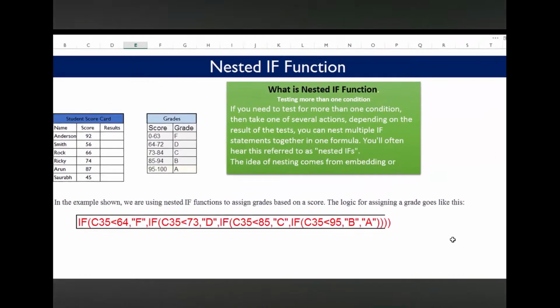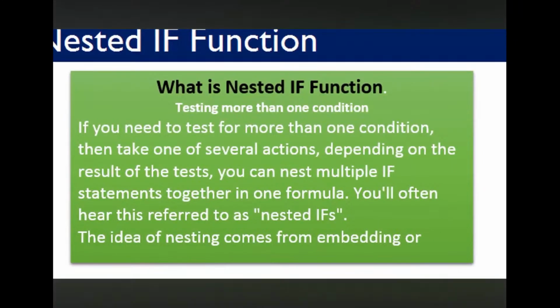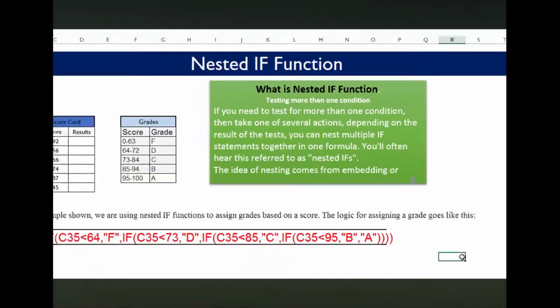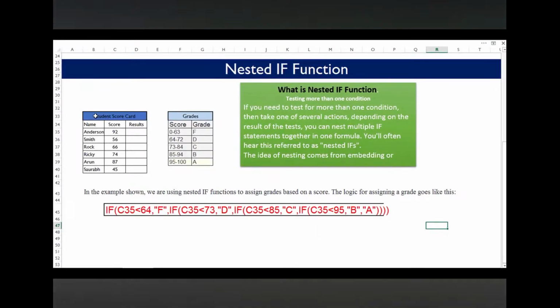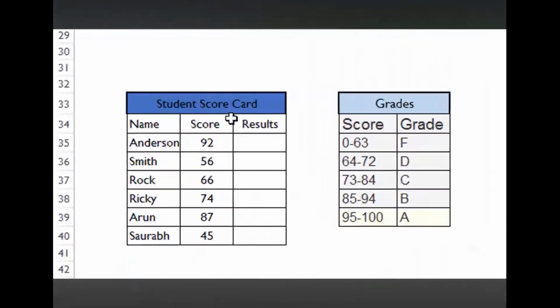So this is the nested IF function. In the simplest way, I can say that a nested IF function is nothing but multiple IF functions used within an IF function. If we want to test multiple conditions, then we can use multiple IF functions within an IF function. Here is a small example: we have converted our student scorecard into a grading system. If 0 to 63, then the grade will be F, and if 95 to 100, then the grade will be A. Now we will convert our scores into grades. Let us see how it works.